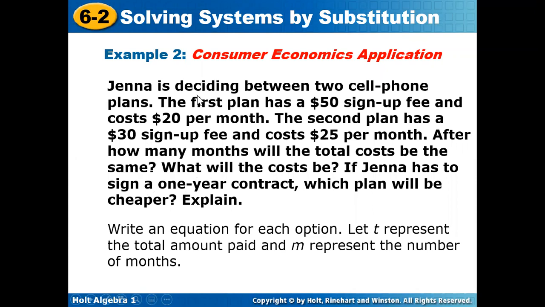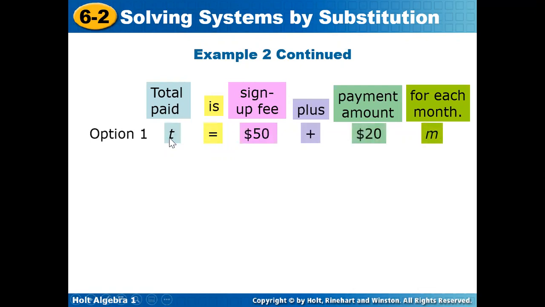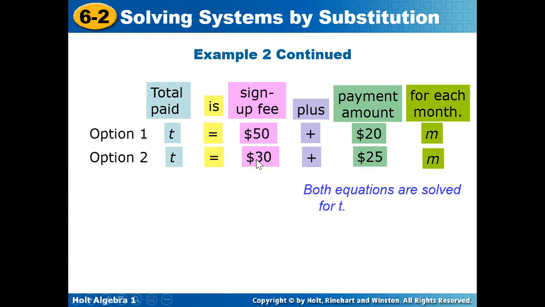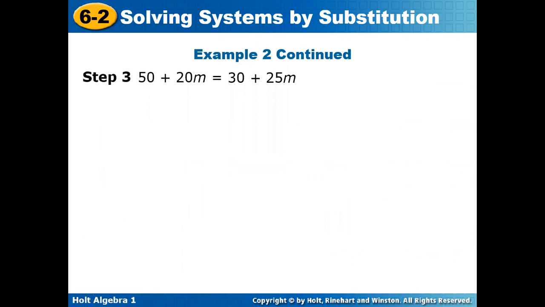So we got a lot to do here, but first thing we need to do is write our equations and solve the system. So total paid, T, you could just as easily have used y. You get your $50 sign-up fee plus $20 per month, or a $30 sign-up fee plus $25 per month. Both equations are solved for T, right? So we'll take everything that we know T is equal to and substitute it into the other equation. And we see we now have an equation with variables on both sides. And we will solve it in that manner.